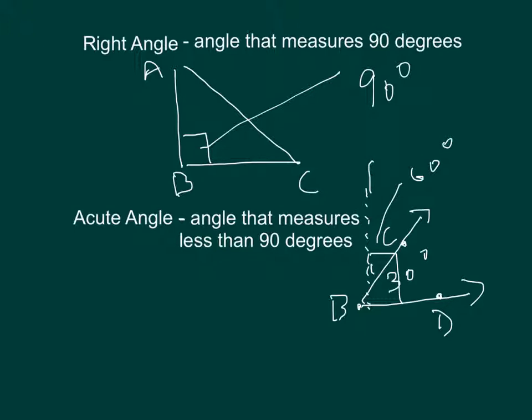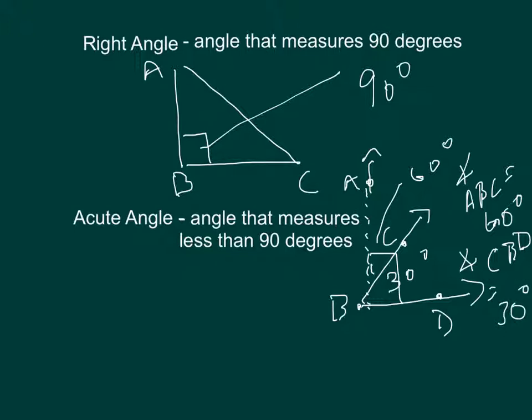Actually, let me just label this point up here, make it a little easier for you to notice it. And if we look at angle ABC, it's 60 degrees, and angle CBD equals 30 degrees. Those are, class, acute angles.